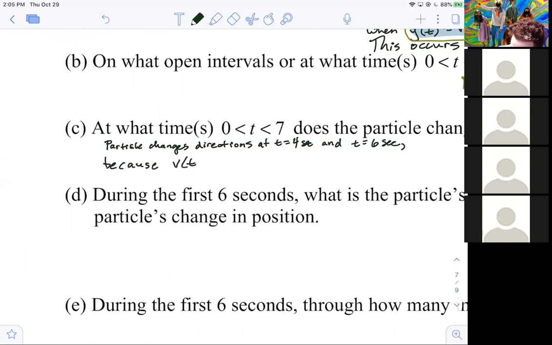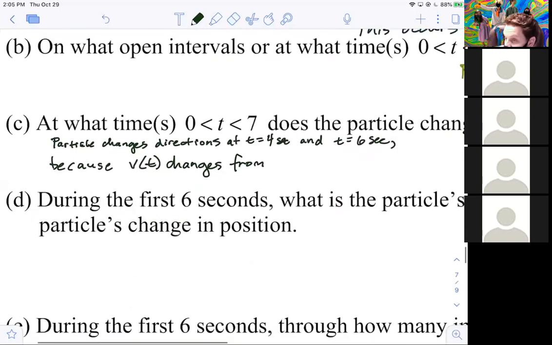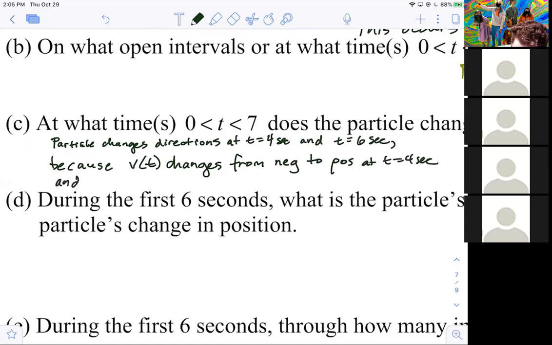v of t, which I can use now again, changes from negative to positive. You don't say decreasing to increasing here, right? You never really justify anything by saying the words increasing or decreasing. That's not justification in their eyes. It's always about a sign or a sign change. So because v of t changes from negative to positive at t equals 4 seconds, and from positive to negative at t equals 6 seconds.